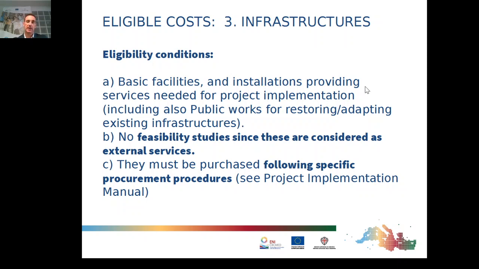Basic facilities and installations providing services needed for project implementation, including also public works for restoring, adapting existing infrastructure. So we're talking of new ones and existing ones. Feasibility studies, since they are considered under external services, will not be reported under this cost category, but under the other one. The infrastructures must be purchased following specific procurement rules. And for more information on procurement rules, we will have a specific slide a bit later on.